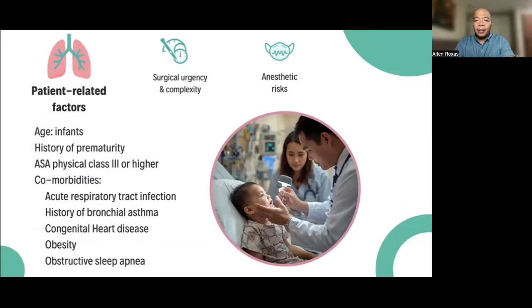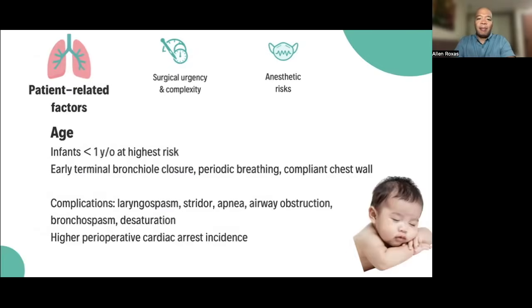So now let's discuss the three major domains or major factors that would affect preoperative risk assessment. The first domain that we should consider would be patient-related factors. These factors increase the risk of having adverse events during surgery. These are younger age, specifically infancy, history of prematurity, ASA physical class 3 or higher, the presence of comorbidities such as acute respiratory tract infection, history of bronchial asthma, congenital heart disease, obesity, and obstructive sleep apnea.